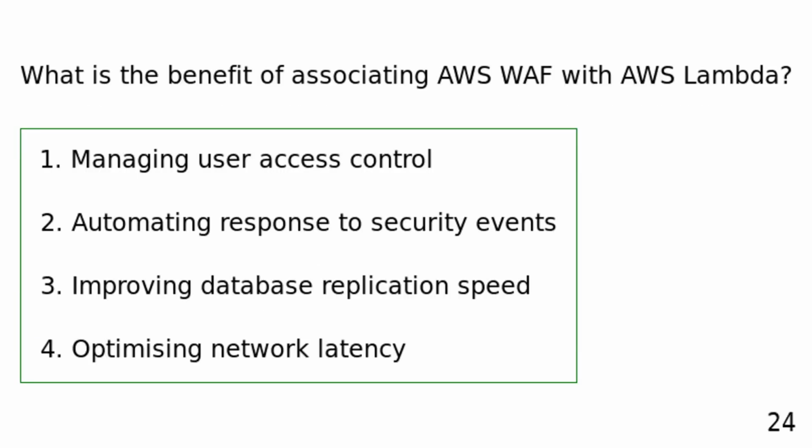What is the benefit of associating AWS WAF with AWS Lambda? Managing user access control. Automating response to security events. Improving database replication speed. Optimizing network latency.